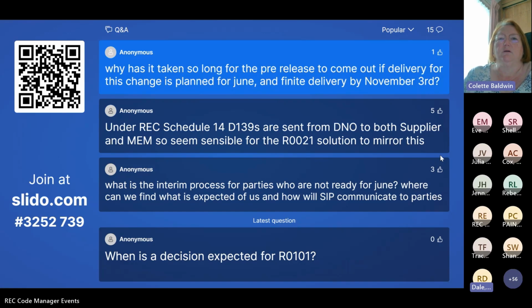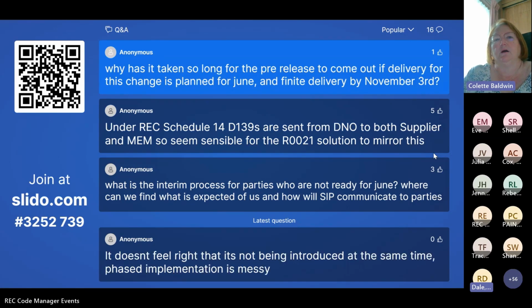But for those other parties who aren't quite as advanced in their preparations, who might need the extra time to November, a phased implementation date will allow them to take a little bit longer to implement the changes, and therefore the release information has been held back for the June one. You would normally have had it by now, while we're waiting for the outcome of the decision on R0101. And unfortunately, that was delayed because of the toing and froing on the approach. So apologies from the code manager for the lack of clarity on that and the short timescale in terms of the pre-release information, but hopefully we won't have to wait for it much longer.